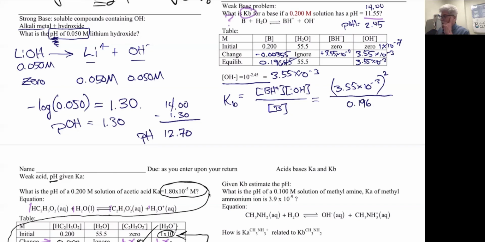That is slightly different than 0.2. My Kb is now equal to the square of the number we were just calculating divided by 0.196. I end up with 6.4 times 10 to the minus 5.